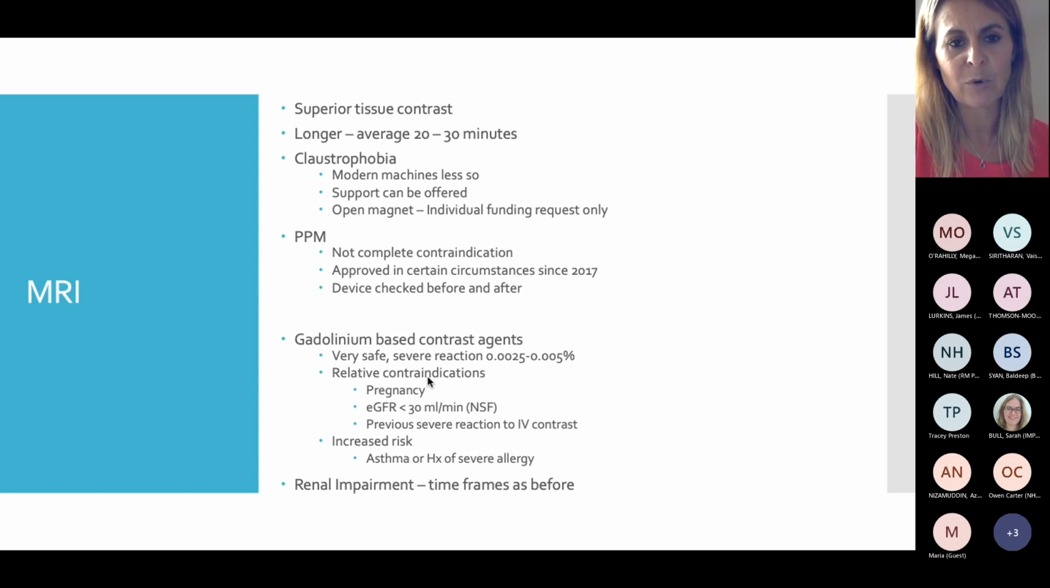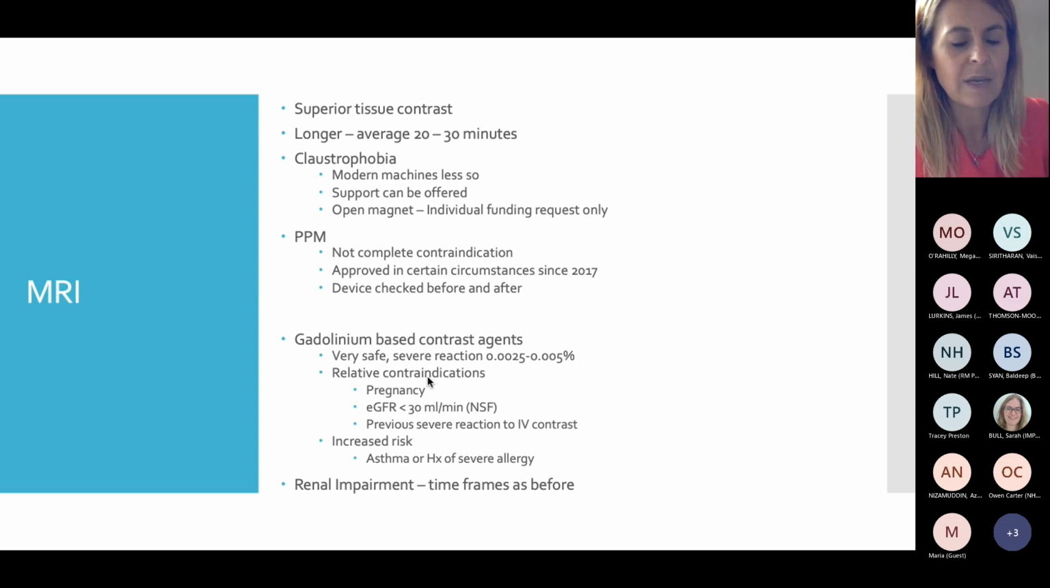As we've talked about before, patients can be prone to claustrophobia within the scanner, the modern machines being less so. The radiographers, as we said, are very good at getting them in, and the open magnet is another option, but it requires individual funding requests to the CCG on each patient, so it's difficult. I think there are some criteria where they've had to have failed going into a conventional scanner at least once, maybe even twice before, so it is a last resort, and the image quality is also not as good. So we really do try to get patients into the scanners if we can.